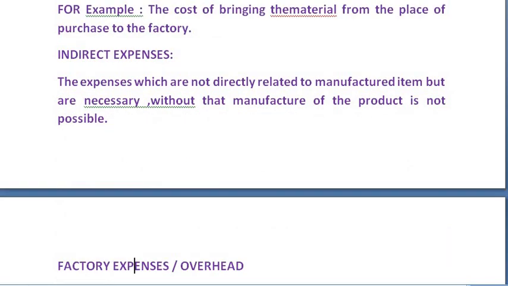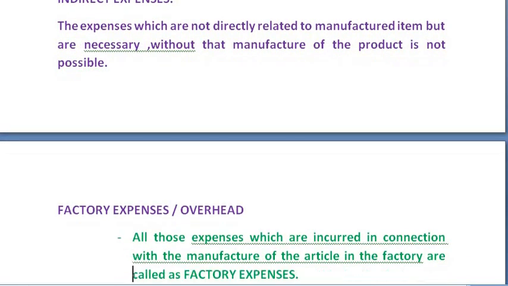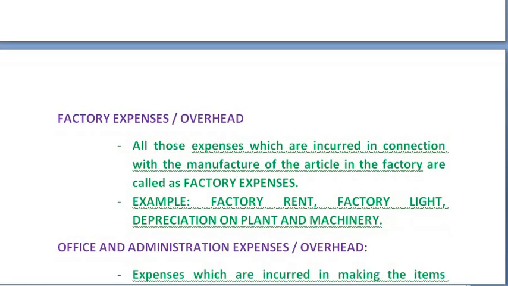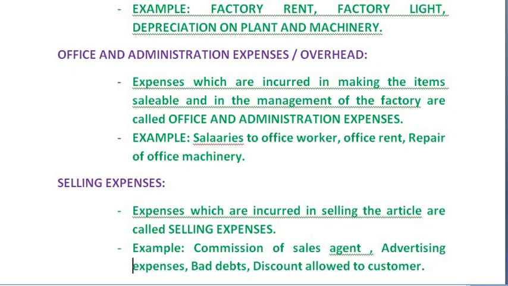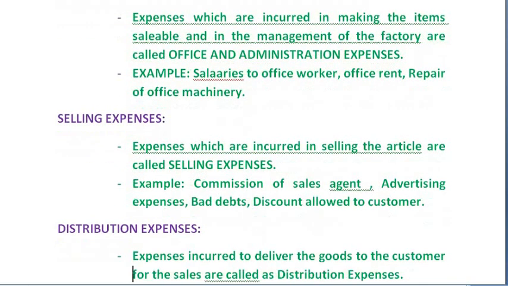In the case of indirect expenses, we have factory expenses, administrative and office expenses, and selling and distribution expenses. All these expenses we can take into consideration as indirect expenses.